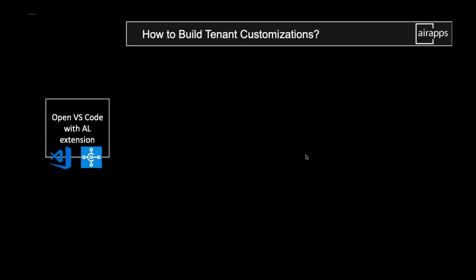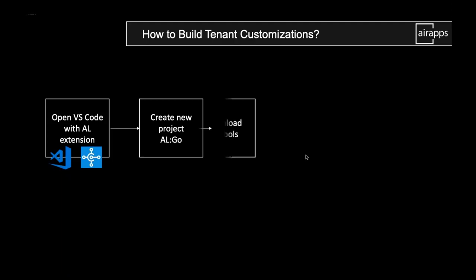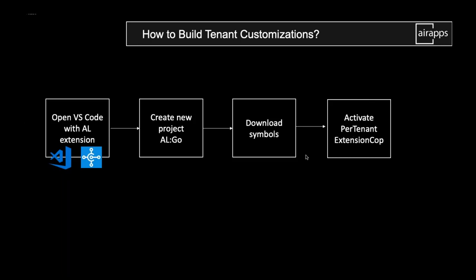So how to build tenant customizations? So first of all, you should open Visual Studio Code with the AL extension. Yeah. Then you should create a new project with AL Go. Then you should download symbols. No magic here. Then you should activate the tenant extension scope.